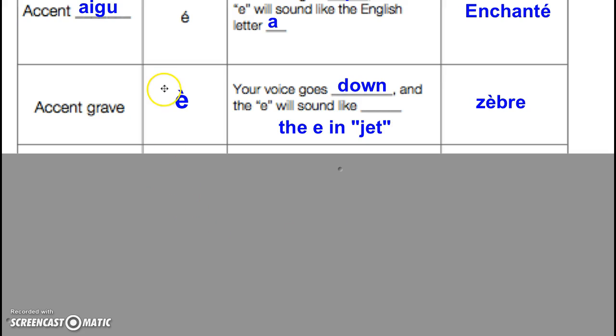Our next accent is going to be called the accent grave. And this is similar to the accent aigu, but it goes the opposite direction. So it starts up at the top and then goes down to the bottom. It will make your voice go down, and the E will sound like the E in the English word jet.